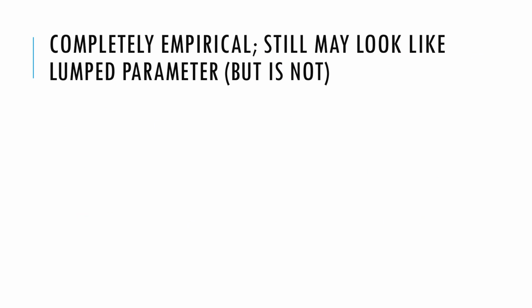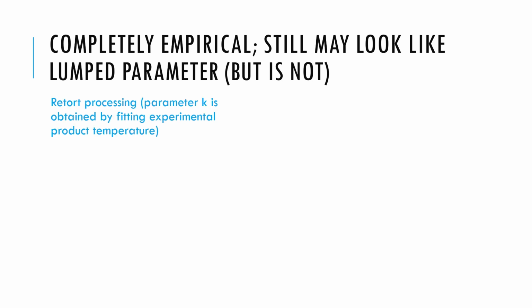By contrast, there are models that may look like they're lumped parameter, but they're not mechanistic. They're empirical models. And so just to contrast, I have chosen two. One is for retort processing. So the temperature of the product versus time is given by this equation. And the parameter K is obtained by fitting experimental product temperature. And so this is an example of a completely empirical equation.